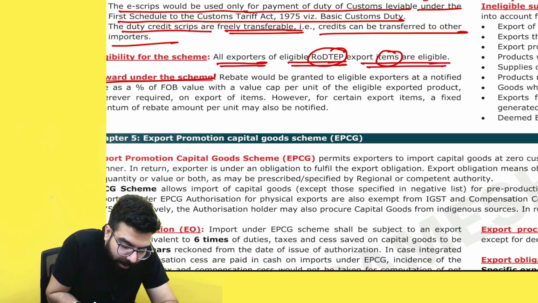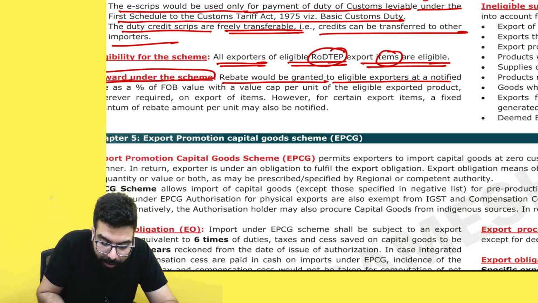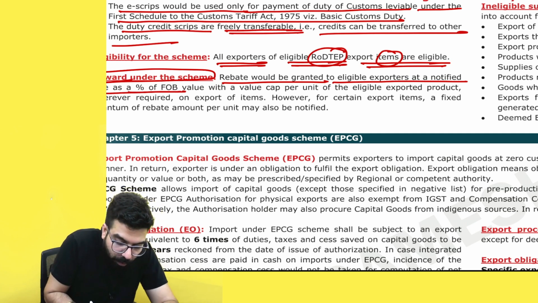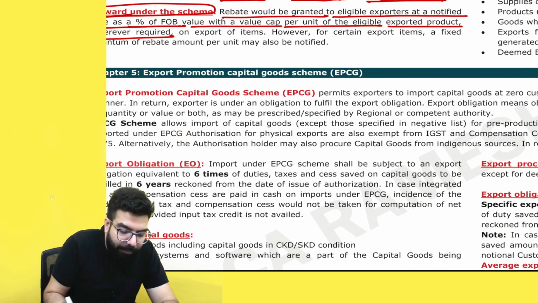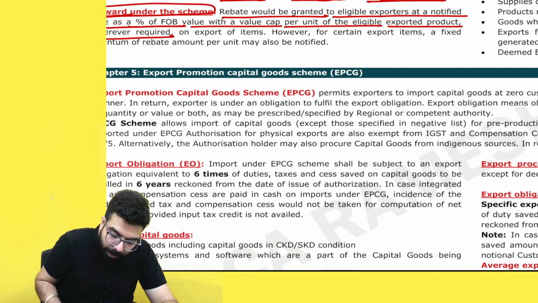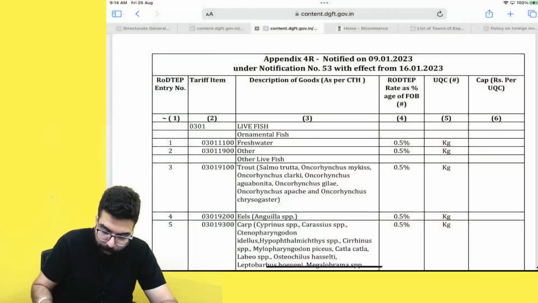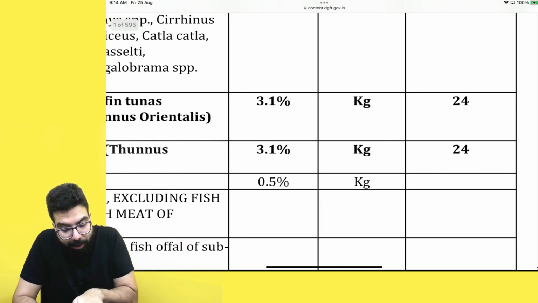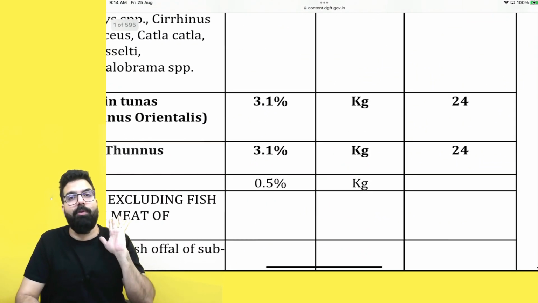reward. Sir, how much reward will I get? Rebate will be credited to the eligible exporter at a notified percentage of the FOB value with a value cap per unit of the eligible export product wherever required. They are telling it will be percentage of the FOB with a value cap. Sir, percentage of the FOB with a value cap means, for an example, 3.1% of the FOB per kg with a value cap of maximum 24 rupees. They are telling maximum will be 24 rupees.